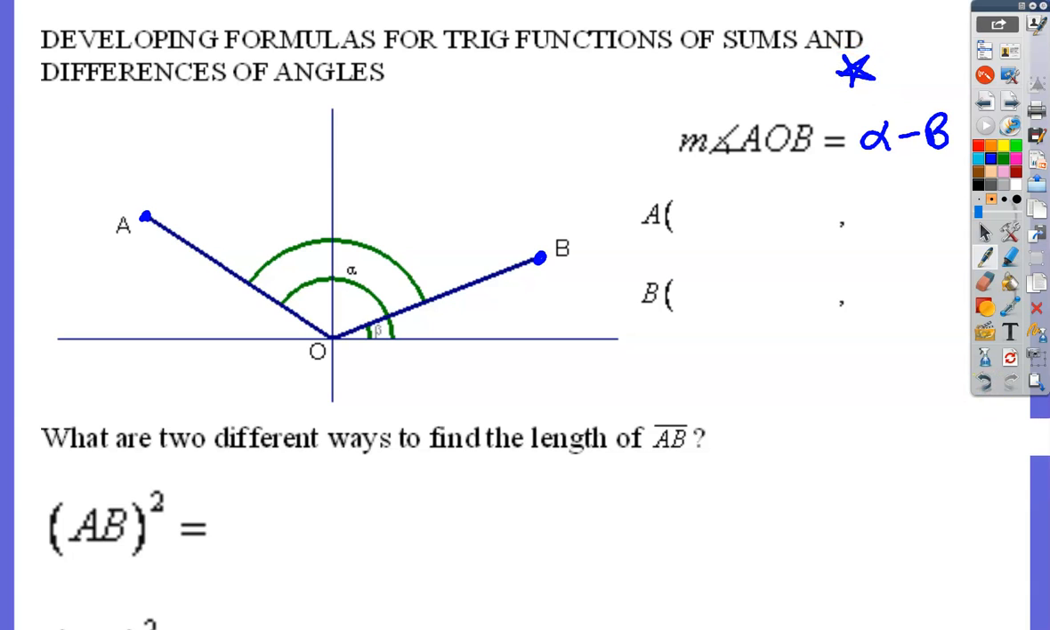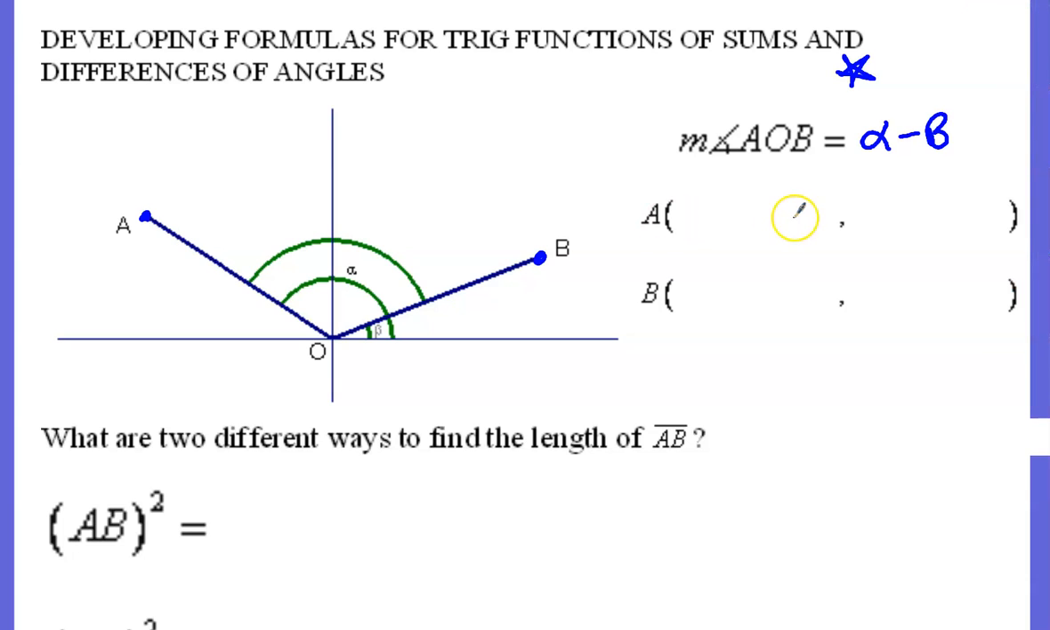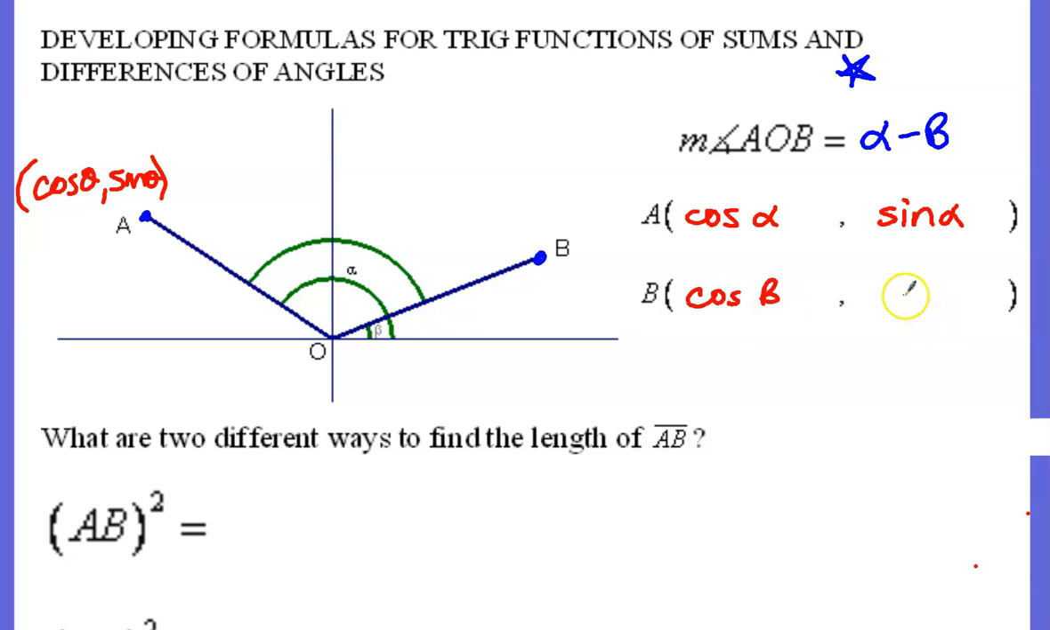Okay. Also, we need to note what these actual points are. So A, remember, if you want to get the coordinates for this point, you're going to do the cos of the angle for the x and the sine of the angle for the y. So if I wanted to find the points for A, that would be the cos of the angle of A, which is alpha, and then the sine of the angle would be the y value. Which means that B, or beta, excuse me, is easy as well. It's whatever the cos of angle B is, beta, and then the sine of whatever beta is.